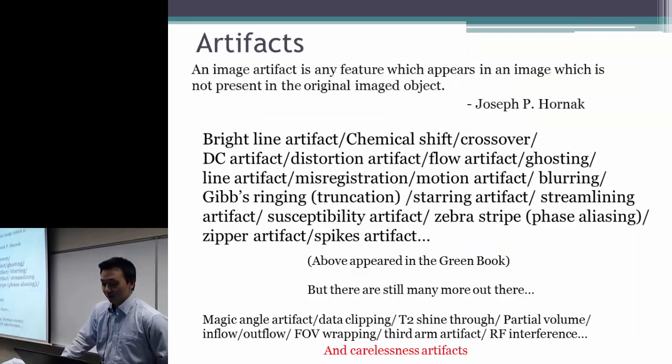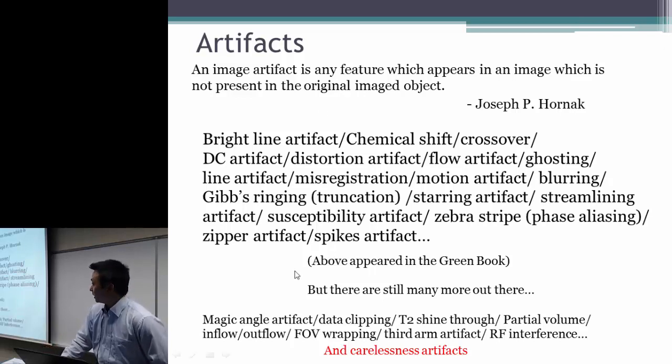Okay, so this is a more relevant definition in the field of image processing. An image artifact is any feature which appears in an image which is not present in the original imaged object. So that means it can give you some additional, or some missing, or some misleading information.